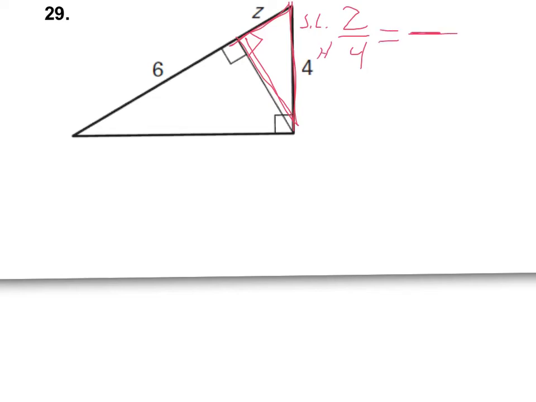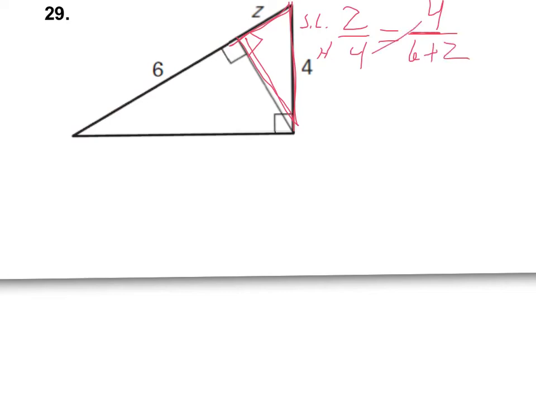So now I need another short leg over hypotenuse. Well, if I look at the medium-sized triangle, I don't know what the short leg is, and I don't know what the hypotenuse is, so I can't use that. If I look at the whole triangle, the short leg is 4, and I don't exactly know what the hypotenuse is, but I know it's 6 plus z. So I can at least write that. And now I can solve this.